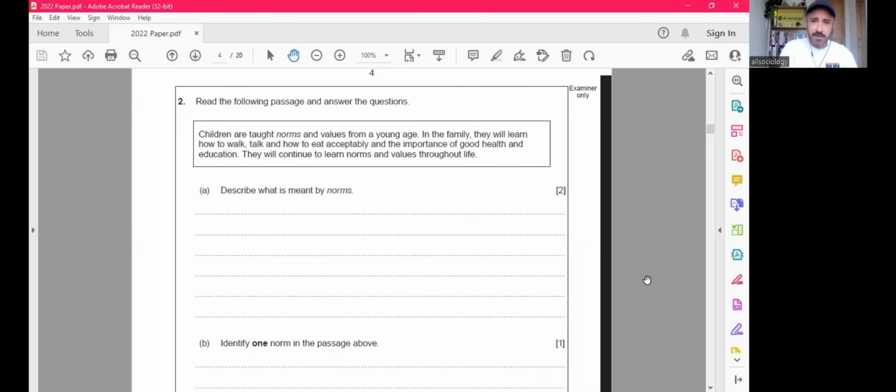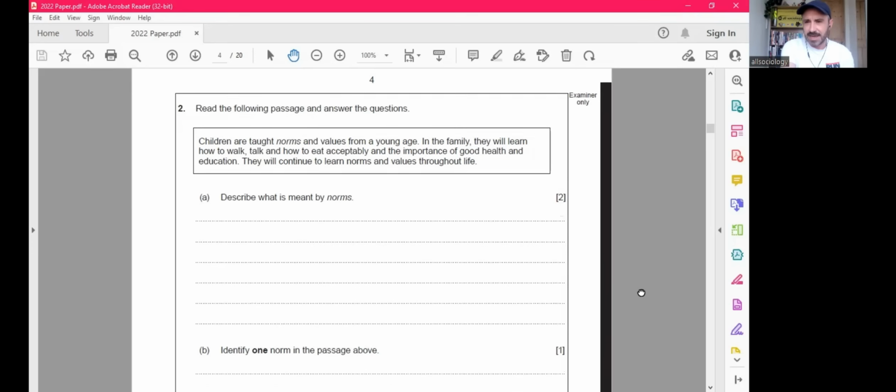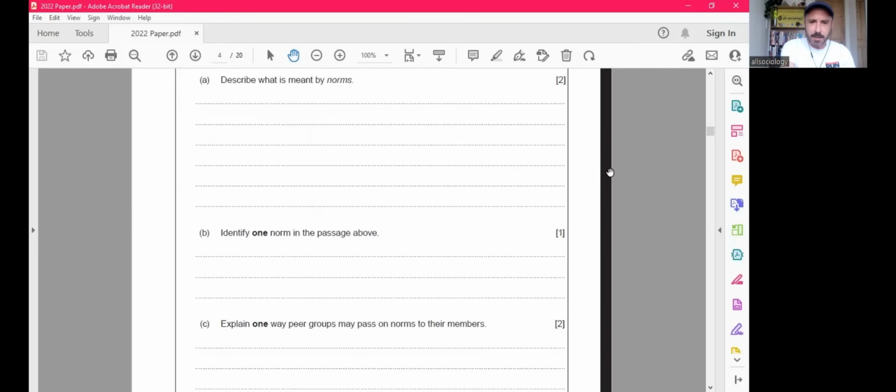Norms are the social expectations of behavior in society. You then need to develop that by giving an example or saying something else, giving some more information. So you might say norms are the socially expected behaviors in society. They are taught to us by agents of socialization, or we learn norms through culture, or any examples of norms. For instance, it's a norm to speak quietly in libraries would be absolutely fine. Okay, so then letter B, identify one norm in the passage above.